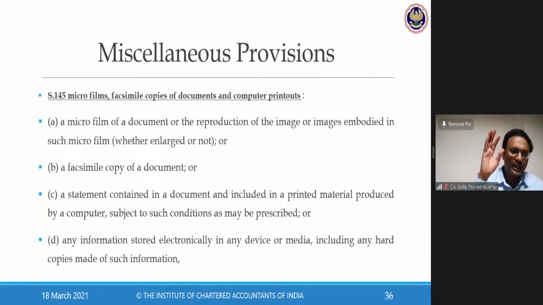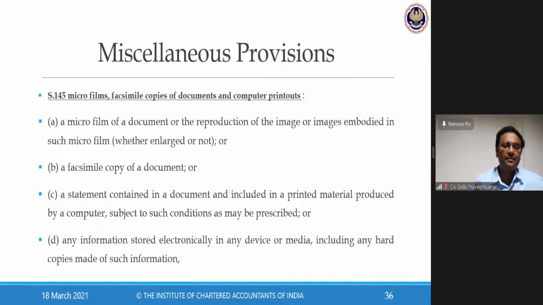Any information stored electronically. Whenever they come for audit, they try to seize your accounts, try to seize your records. A printout given from your laptop, which is called a tax invoice. An invoice which is printed and kept in your file, picked up by the officer. All these are the documents they say are evidence tendered against you, unless the contrary is proved by you.